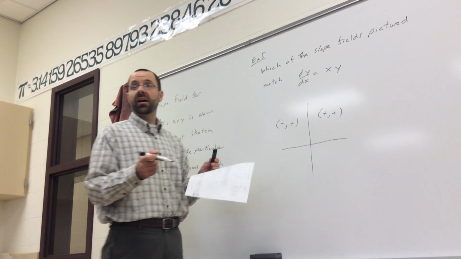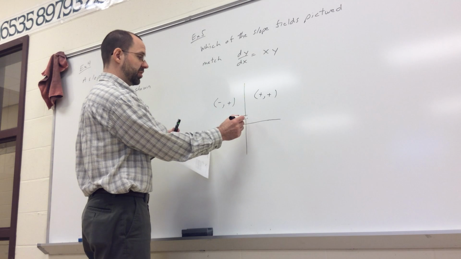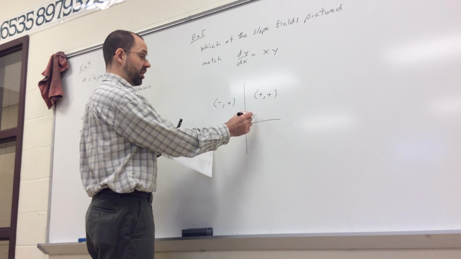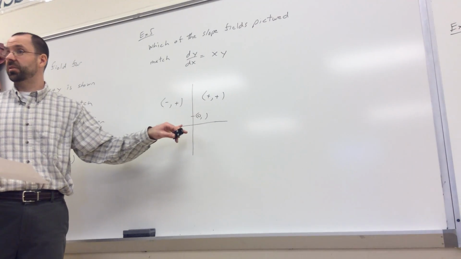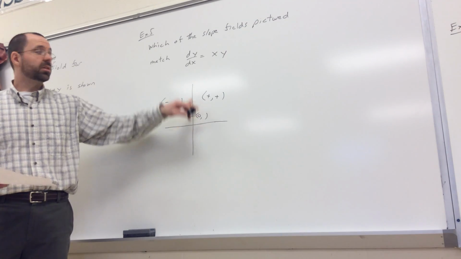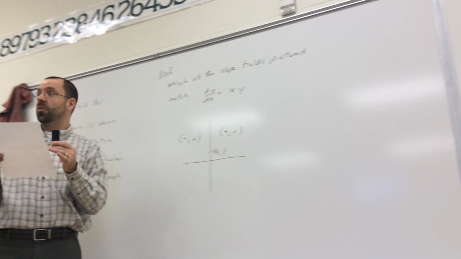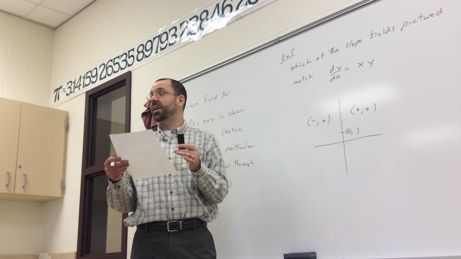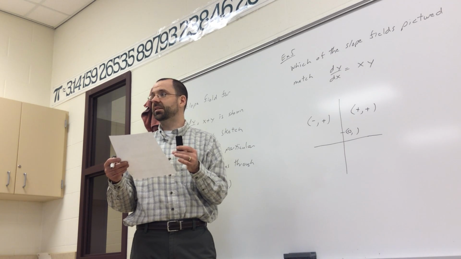Okay, now let's think about what would happen on the y-axis. On the y-axis, the point is 0, comma, something, right? So if the x is 0, this slope would be 0, right? So on the y-axis, the slope should be 0. That eliminates C, because it's pretty steep at 0 in C. So now we're down to A and D. Is everybody still with me?